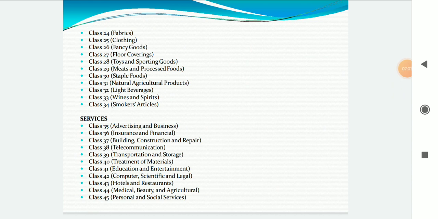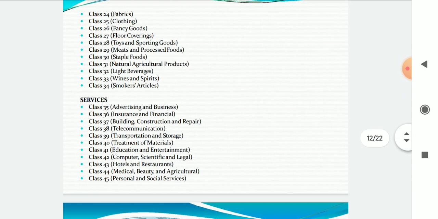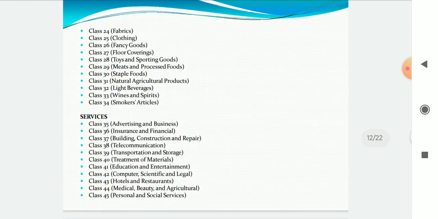And in services, the trademark classes are class 35 to 45: advertising and business, insurance and financial, building and repairs, telecommunication, transportation, treatment, education, computer, hotels, medical and personal and social services. These are included in services or service trademarks.